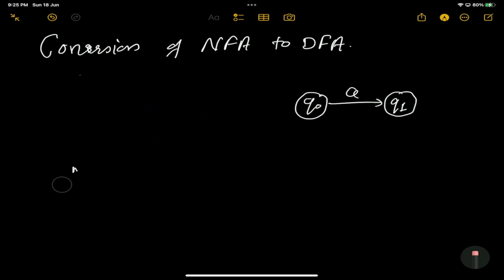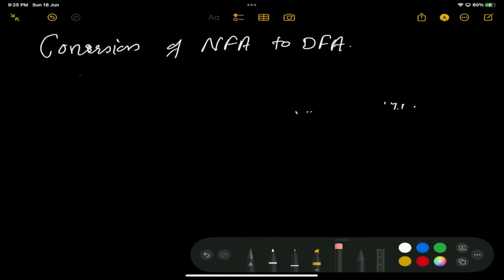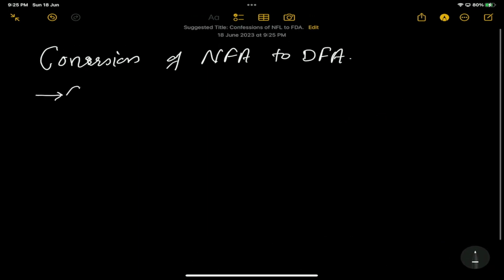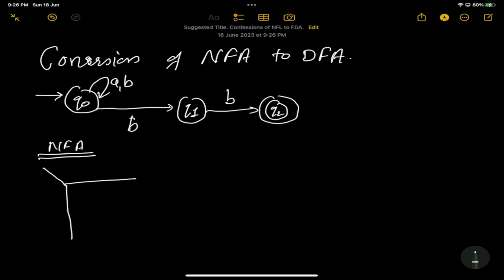Now to convert NFA to DFA, consider the example. This one is Q0, with input A, it goes to Q0, and with input B, it goes to the next state Q1. And with input B, it goes to the final state Q2. For this NFA, the first step is we have to draw the transition table for the given NFA. This one is the state, input A.